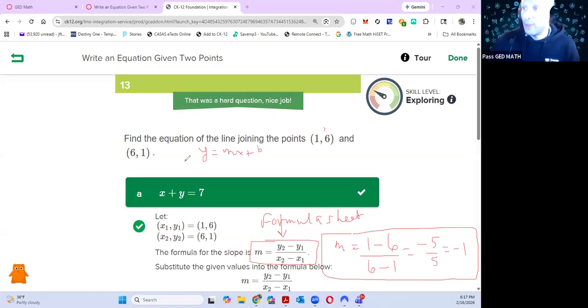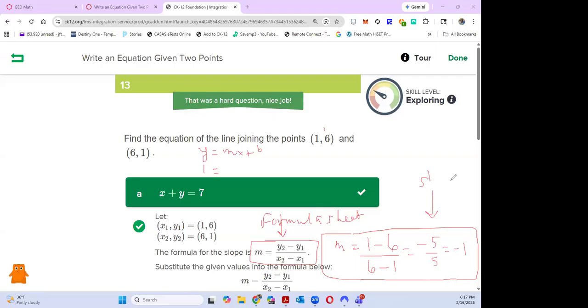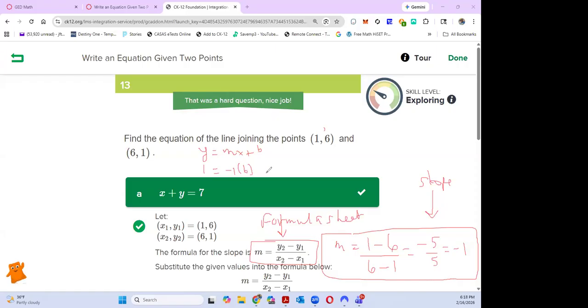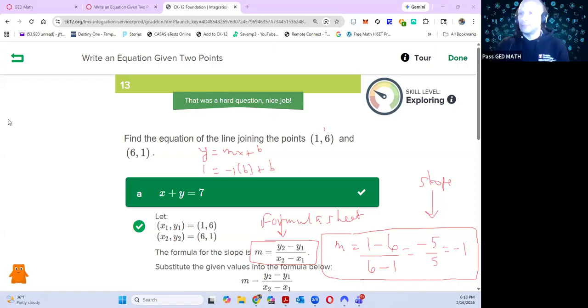My y is 1. My slope I just figured out right here. This is my slope, -1. We got to multiply that by x. My x is 6 plus b. Got me? Let me move this over so we can have room, right on over here.